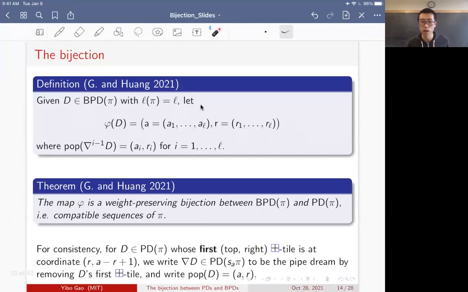Just for consistency of notation, for a pipe dream, we'll also have the notation nabla D and the pop value. The nabla D will be the pipe dream where you simply remove the first cross tile. And if this cross tile corresponds to the simple transposition S_A and it's in row R, then we write pop D as A and R. Okay, so this will be clear in a moment.